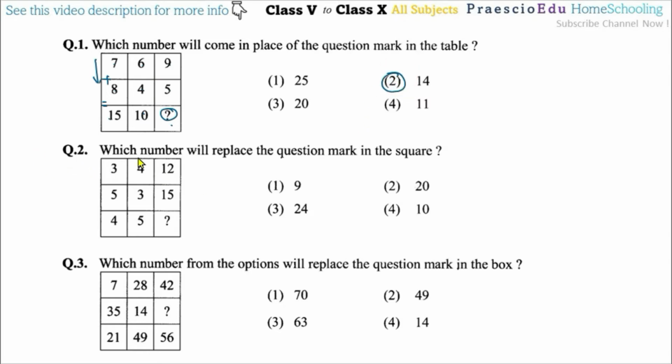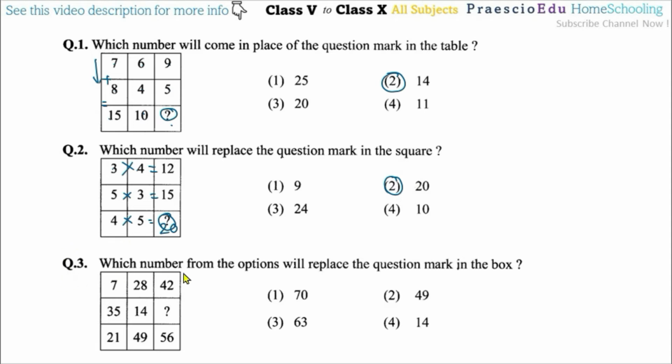Then question number 2: which number will replace the question mark? To find out the relation, 3 multiplied by 4 is 12. Likewise, 5 multiplied by 3 is 15. So 4 multiplied by 5 is 20. The question mark should be replaced with 20, which means option number 2 is the correct one.